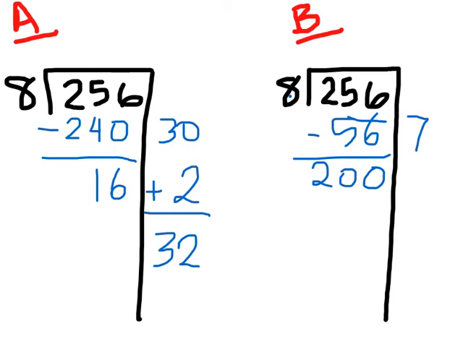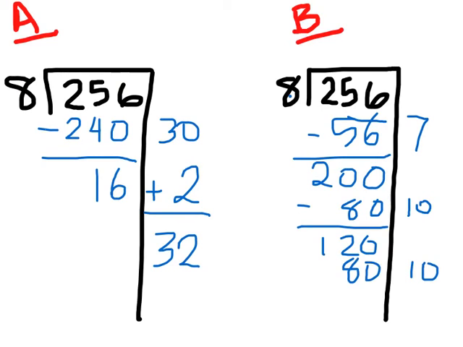He says 200. How can I get close to 200? Well, the only thing I know is 8 times 10. So he puts 10 here. He says 80. I know that 200 minus 80 is 120. Okay? He says, I only know 8 times 10 is 80. So he puts another 10 here and takes 80.